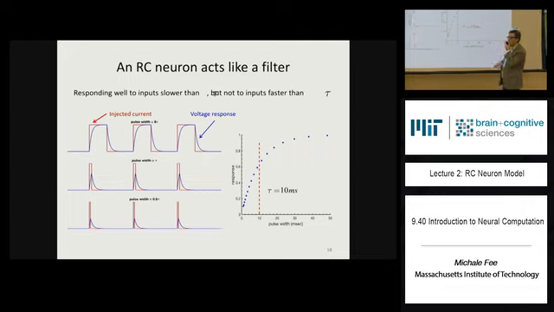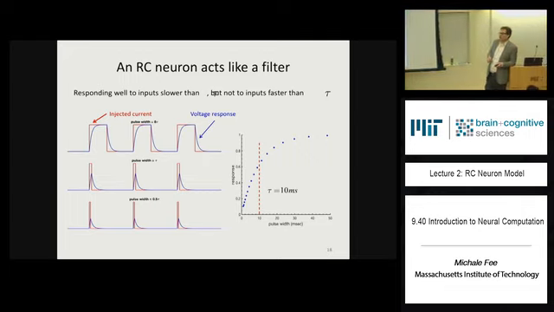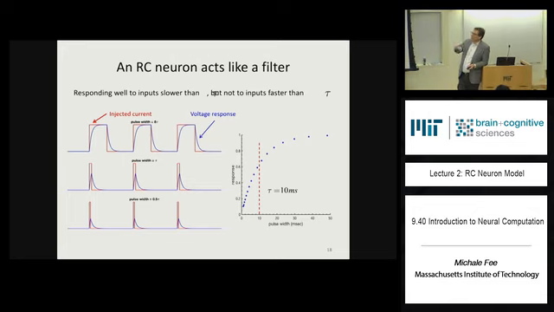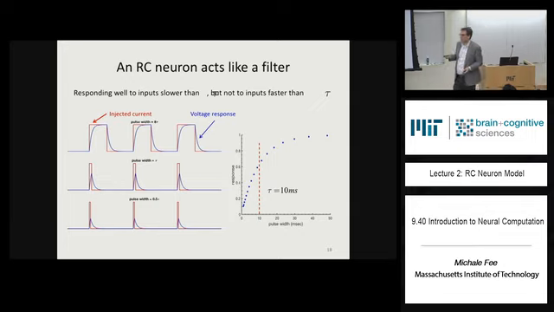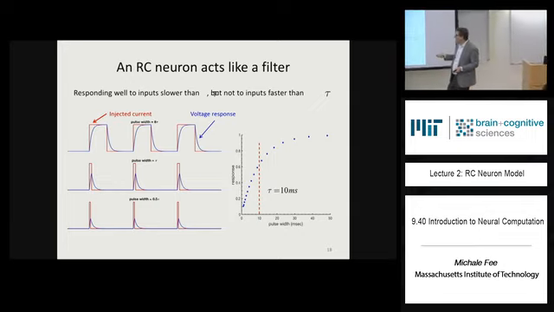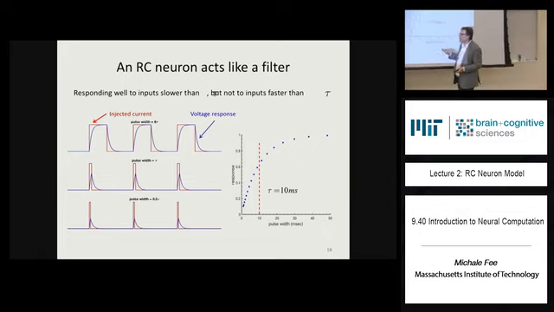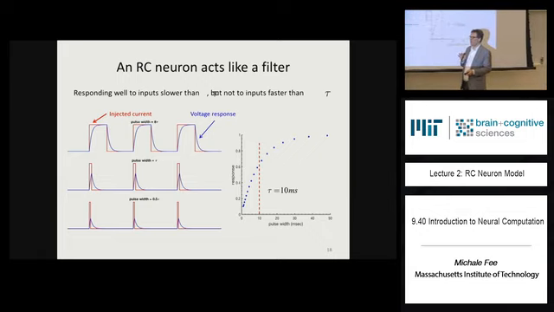Yes? Are there other sorts of filters for neuron responses like that? You can build different kinds of filters from circuits of neurons, but neurons themselves tend to be low-pass filters. You can put in different kinds of ion channels that change the properties of neurons, but to first order, you should think of neurons as low-pass filters.